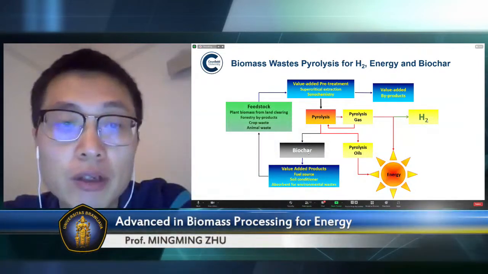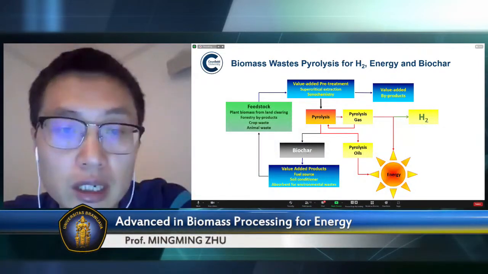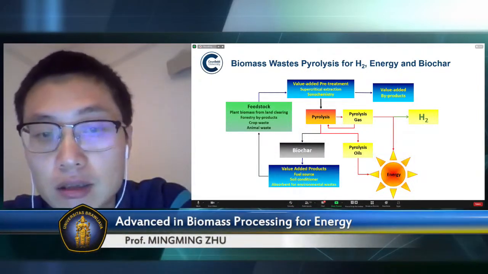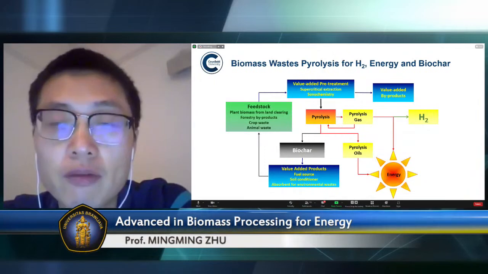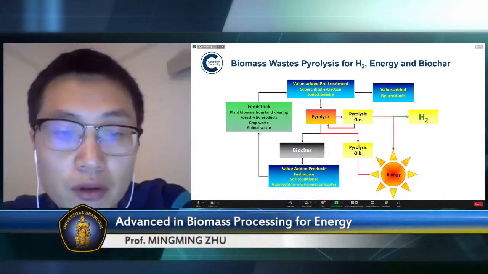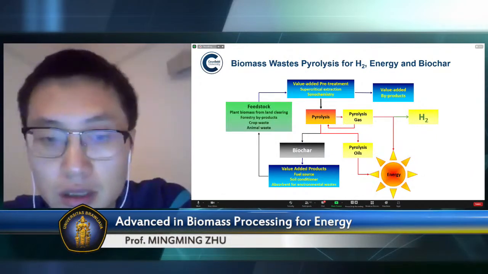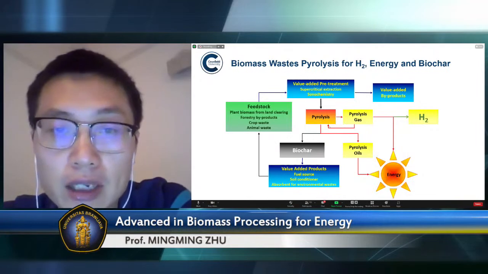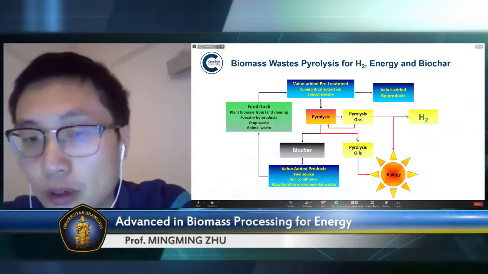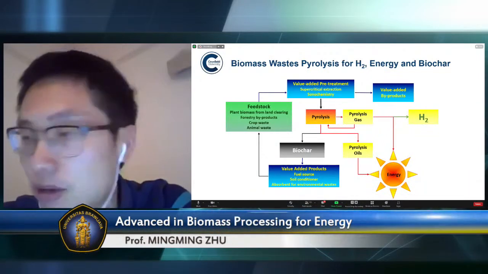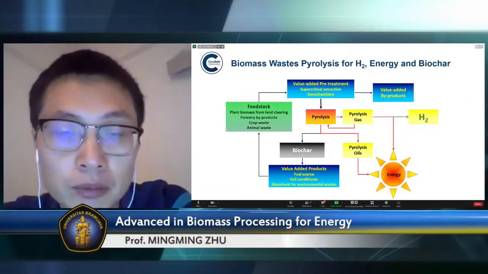And biochar can be used as a soil conditioner, or you can use it as a fuel, or you can convert biochar into high-value carbon materials like activated carbon for the solvent. And the pyrolysis oil, you can burn it to provide heat for the pyrolysis process, or you can refine pyrolysis oil to produce other oil products.